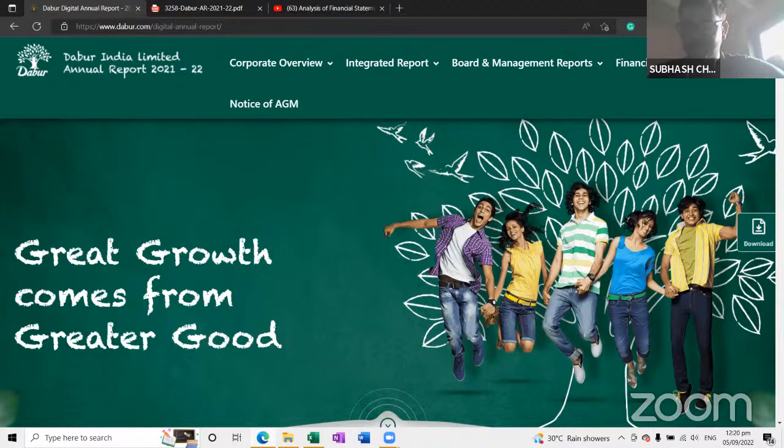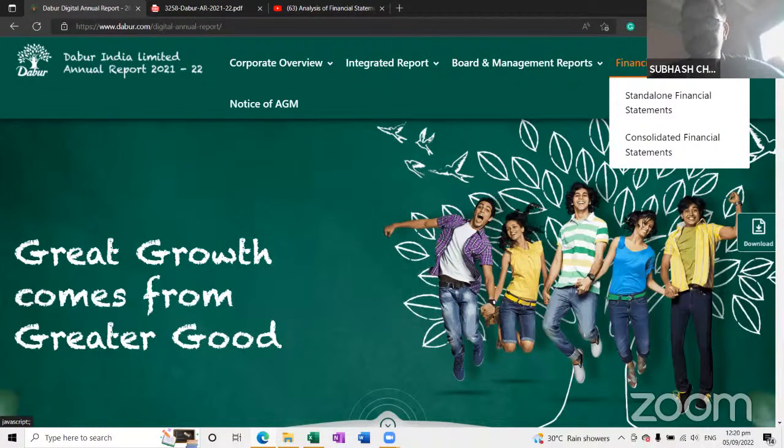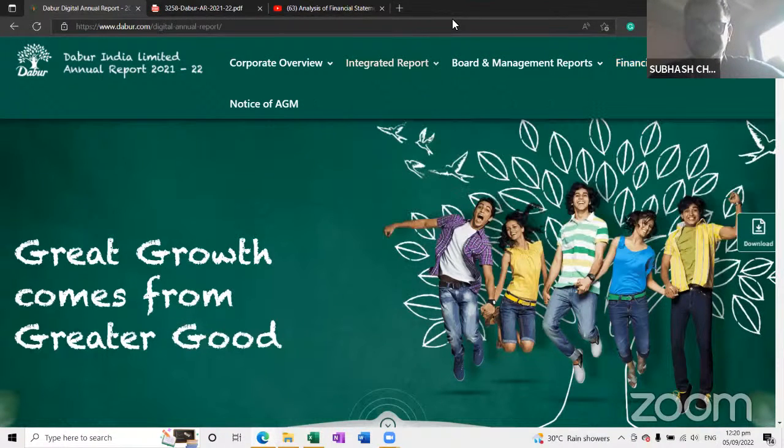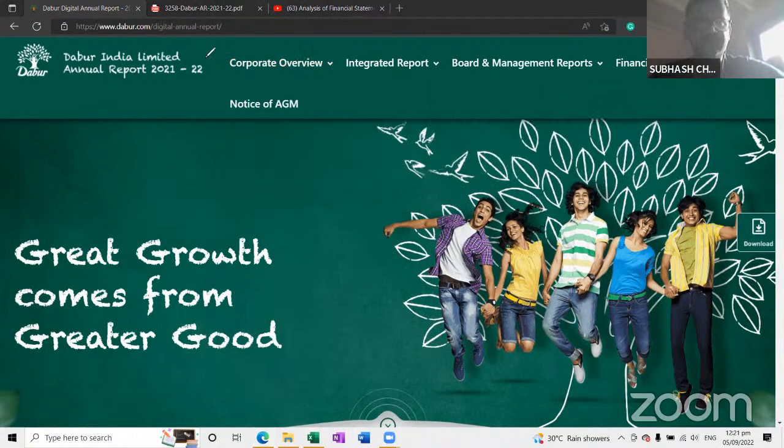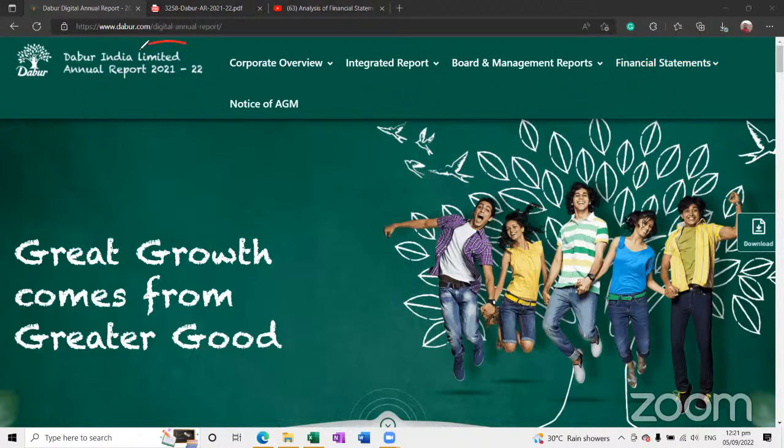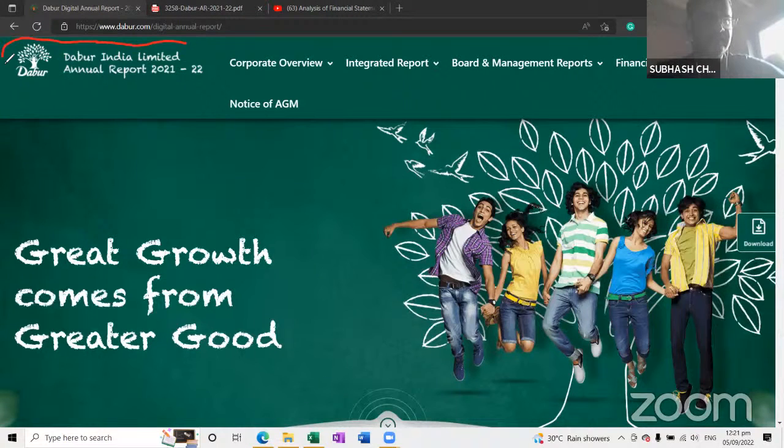So now, dear friends, for the next number of sessions, we will be taking the reference of Dabur India Limited. Are you able to see the left side corner? What is the name of the company? Dabur India Limited. If you can see the tree and all, Dabur India Limited. Have you heard the name Dabur India Limited before?